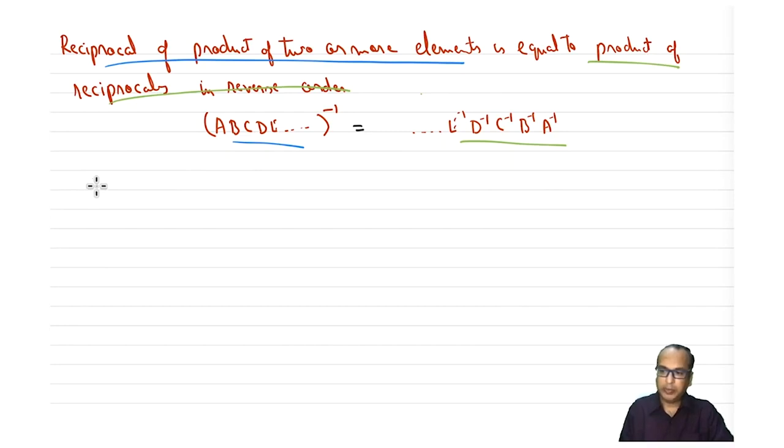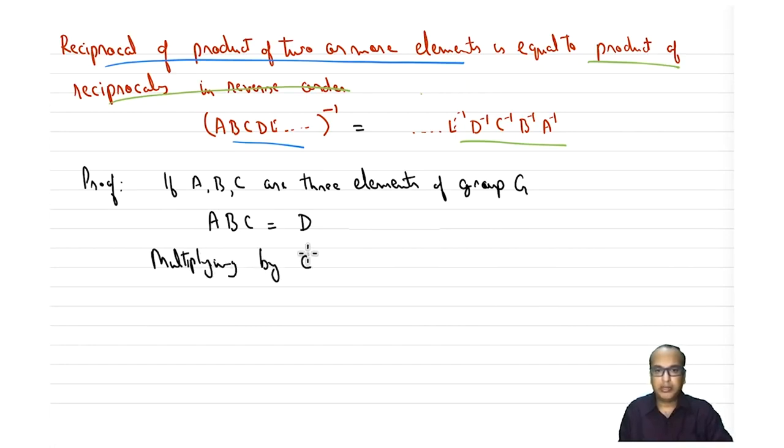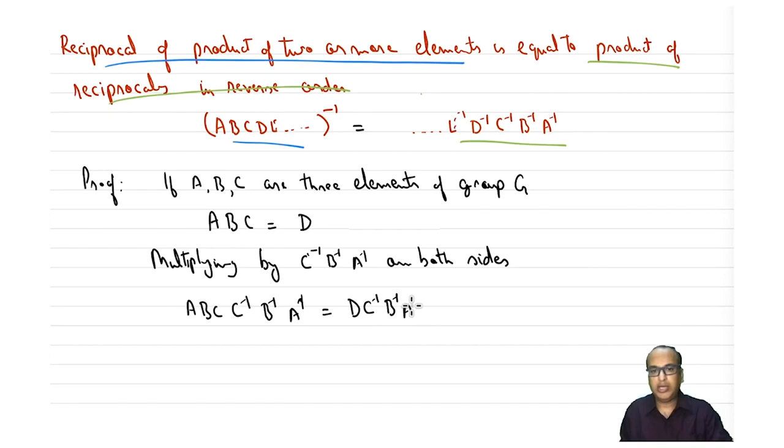So let's try to prove this. Let's consider three elements for now. If A, B, C are three elements of group G, then we can write ABC is equal to D, right? Now multiplying by C inverse, B inverse, A inverse on both sides, what do we get? Let's see. A, B, C, C inverse, B inverse, A inverse gives you D, C inverse, B inverse, A inverse, right?